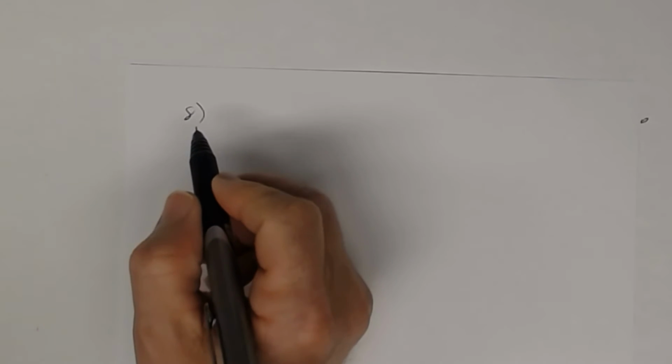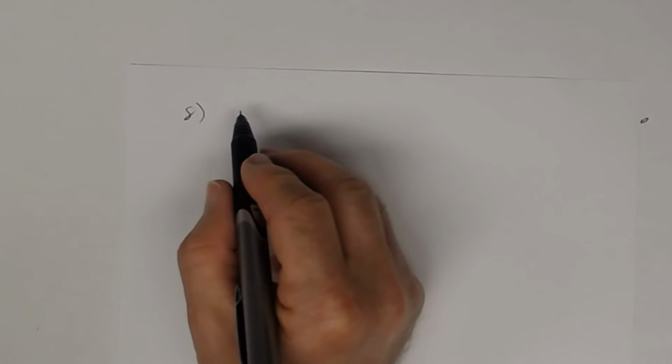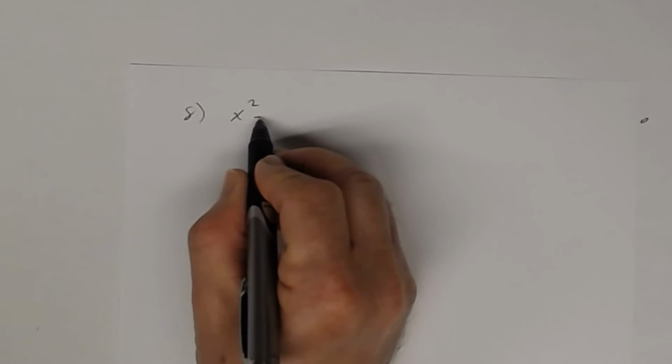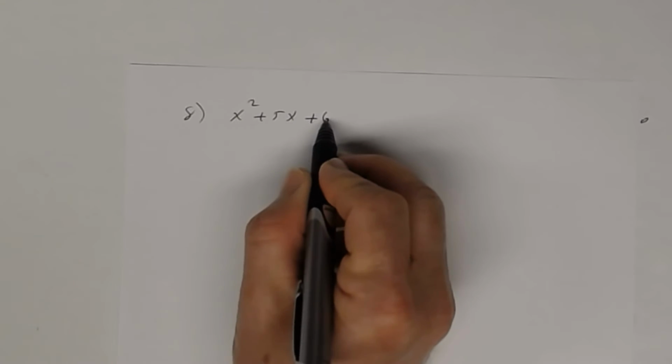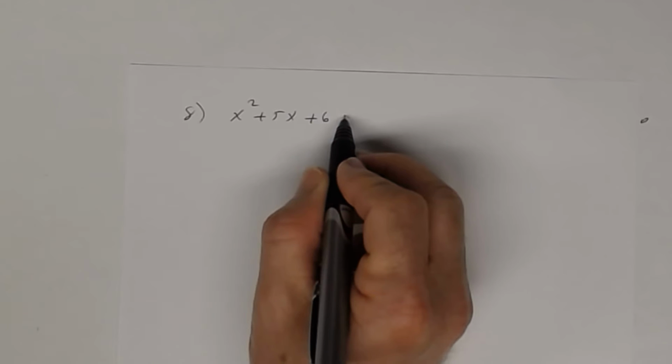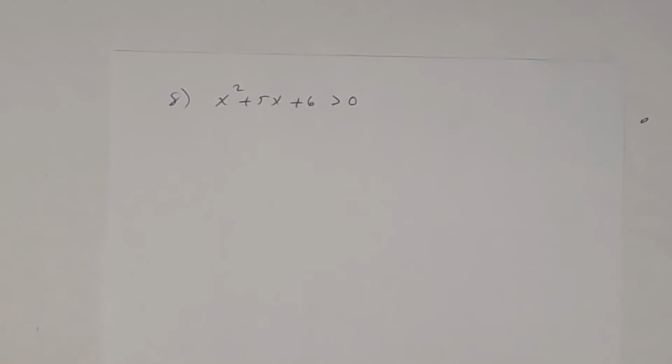Let's look at number 8. So in number 8, let's suppose we had this one. We had x squared plus 5x plus 6 is greater than 0. So x squared plus 5x plus 6 is greater than 0.